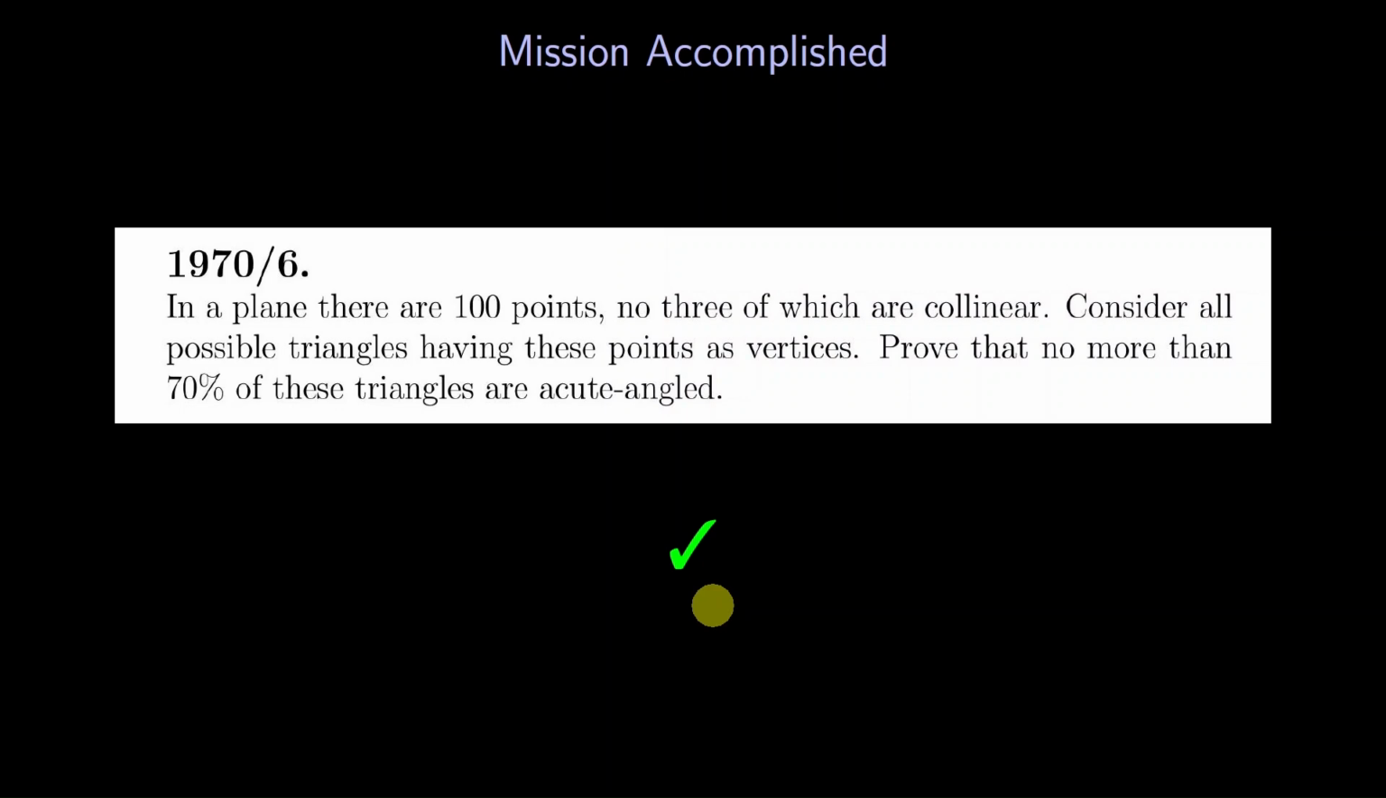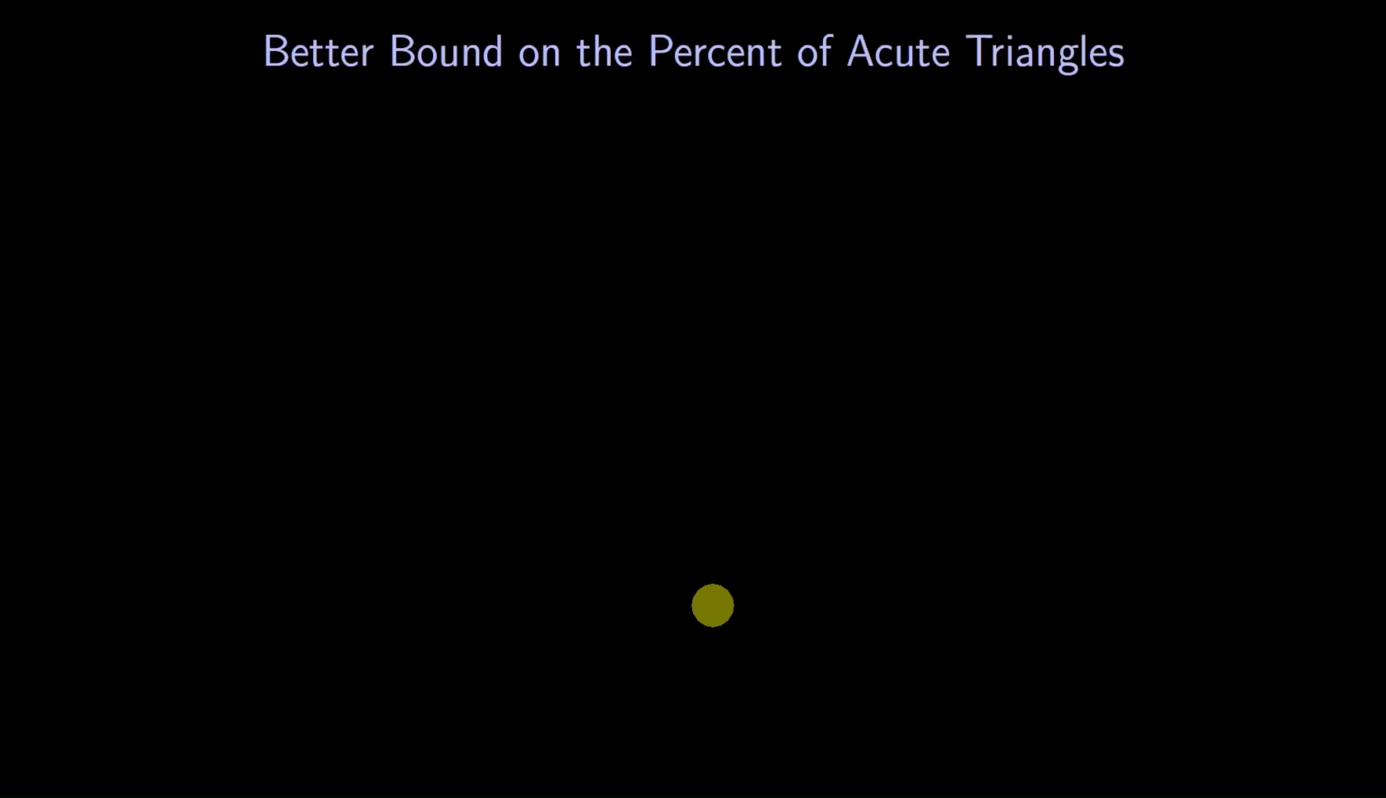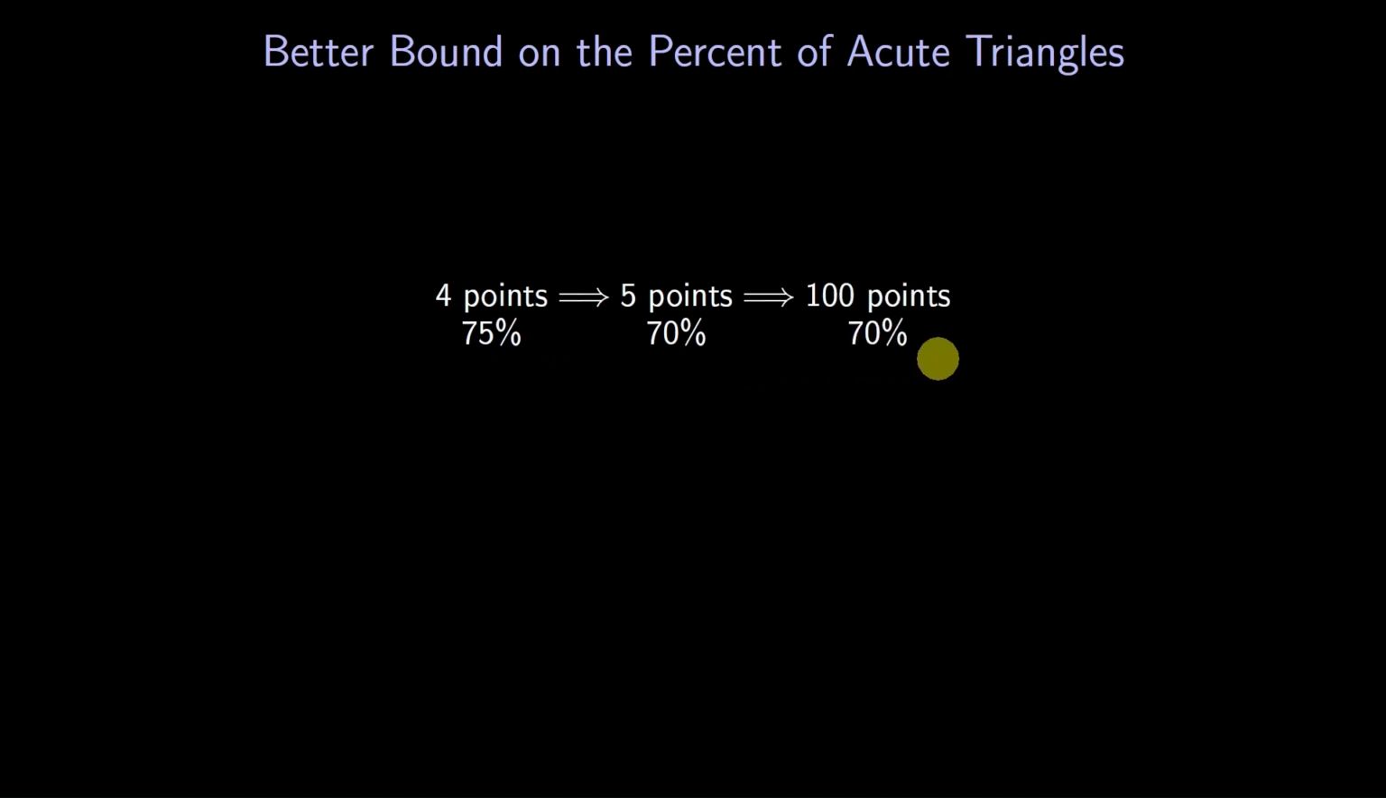How can we improve the solution? One way is to wonder whether 70% is the best bound. Can we reduce that percentage? Let's try. First, let's quickly summarize our original solution. We originally showed that for 4 points, at most 75% of the triangles are acute. Then we went to 5 points, getting a bound of 70%. Finally, we jumped straight to 100 points, again getting a bound of 70%.